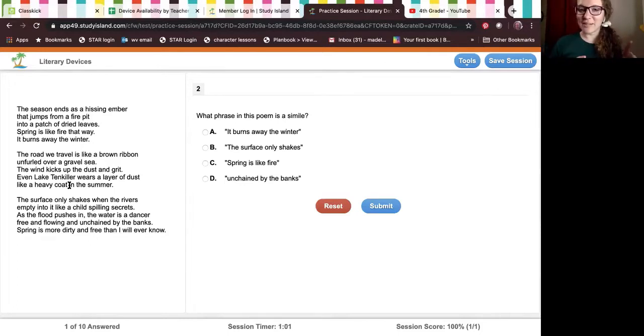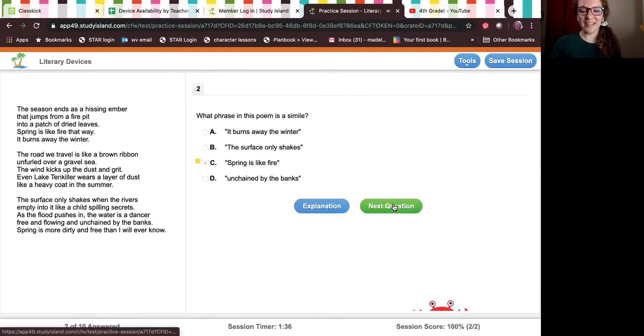I have to be careful with like sometimes because I have to make sure I'm still comparing two things. I'm comparing spring and fire. Let's see what that means. If we look over at the first stanza in the fourth line, I'll let you get there. It says, spring is like fire that way. It burns away the winter. So it sounds like the author is saying spring is like fire because it's going to burn away the winter. Fires come in hot and they come in fast, and spring brings hotter temperatures and it goes fast. So let's say this is a simile because it compares spring to fire and uses the word like.